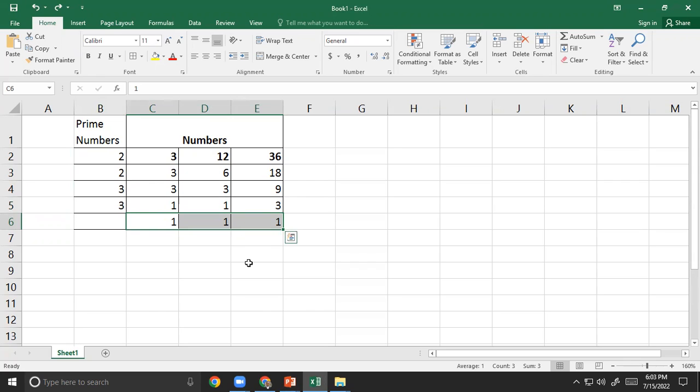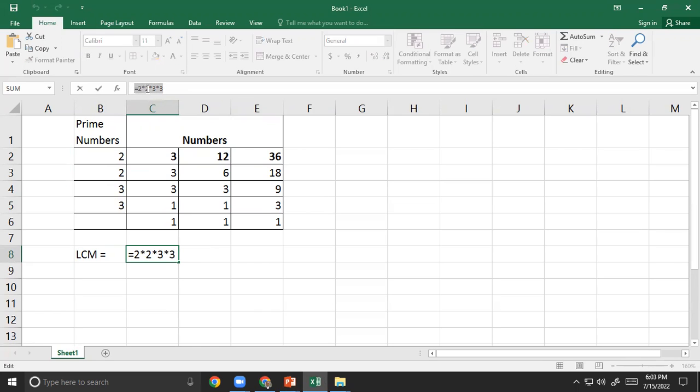So you can now calculate the LCM of the three numbers by multiplying the prime numbers that you found here. So in this case, the LCM of 3, 12, and 36 will be equal to 36. That is 2 times 2 times 3 times 3 gives us 36, as shown up here. Okay, that gives us the LCM of the three numbers, which is 36.